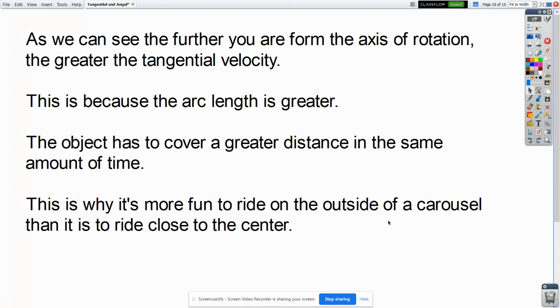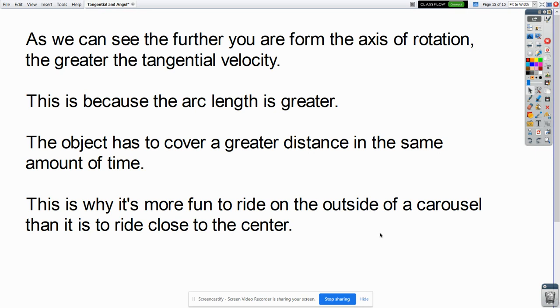This is why if you're ever deciding what horse to ride on a carousel, if you want the fastest ride, you'll go to the outside horse. If you have a little child with you, you might want to choose the inside horse, one closest to the center, because it would move the slowest.